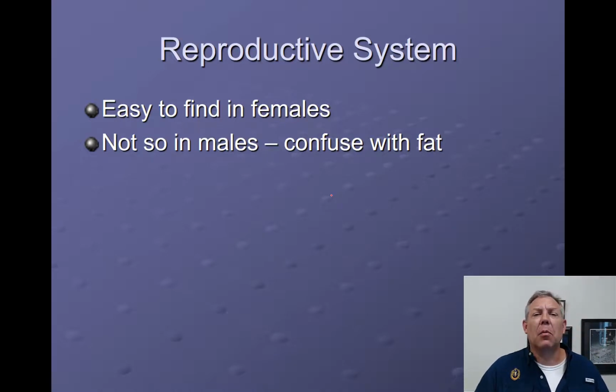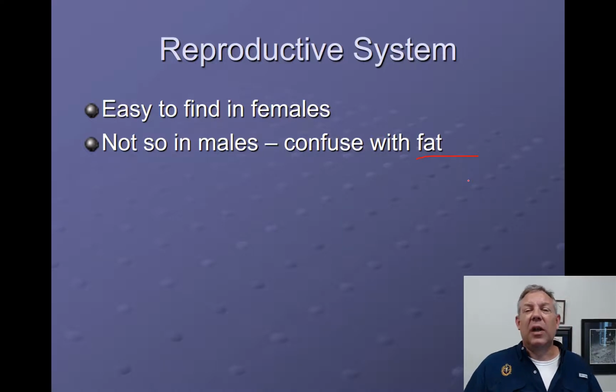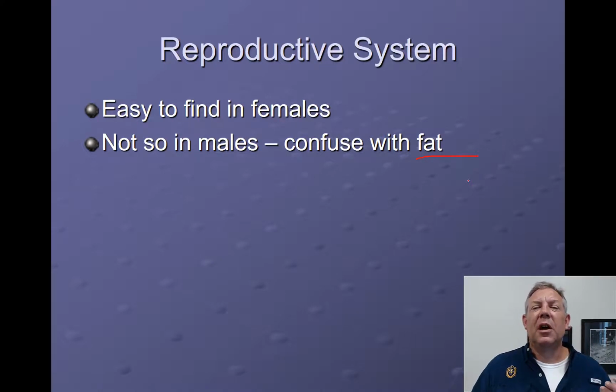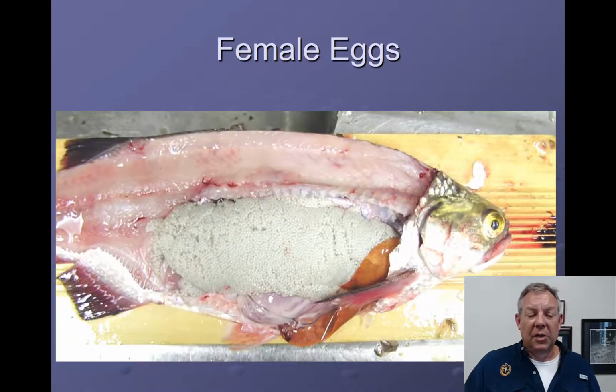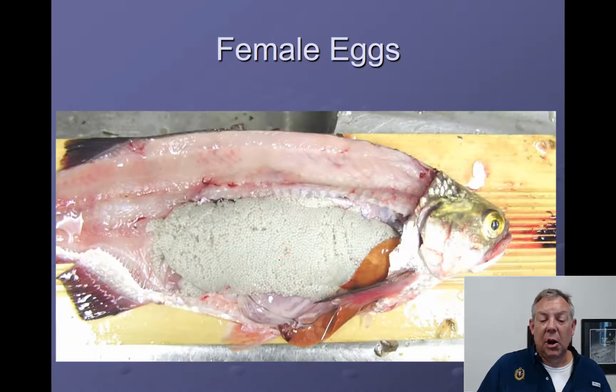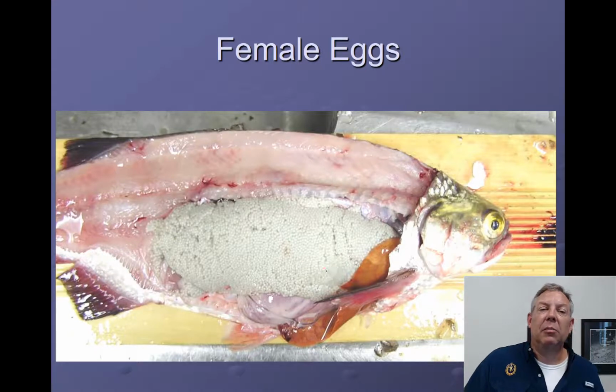Male testes are more difficult. The testes often look like fat. And so, again, it's a texture thing that you can kind of feel with your tweezers. The testes feel different than fat, but also I'll show you some things to look for. And so here's one ovary, right? You can see all the eggs. This has got a very thin, clear membrane holding those eggs in. Some fish, it's more opaque, but really the ovary is a big sac that holds eggs.